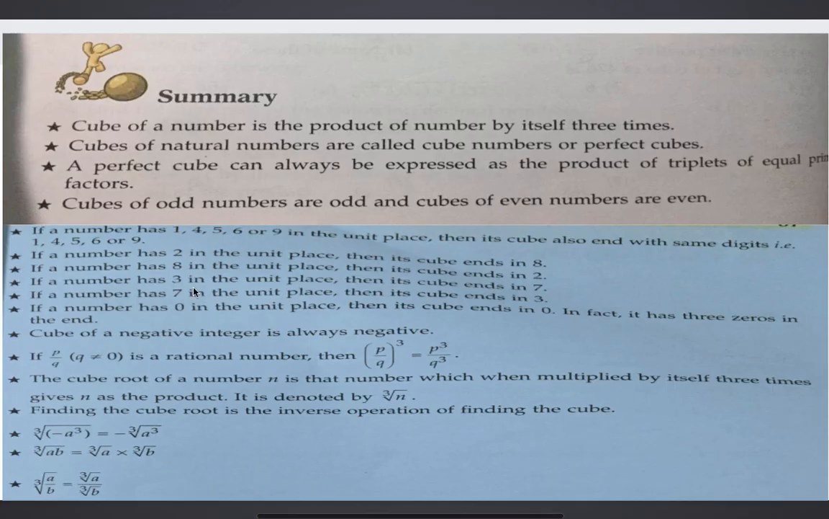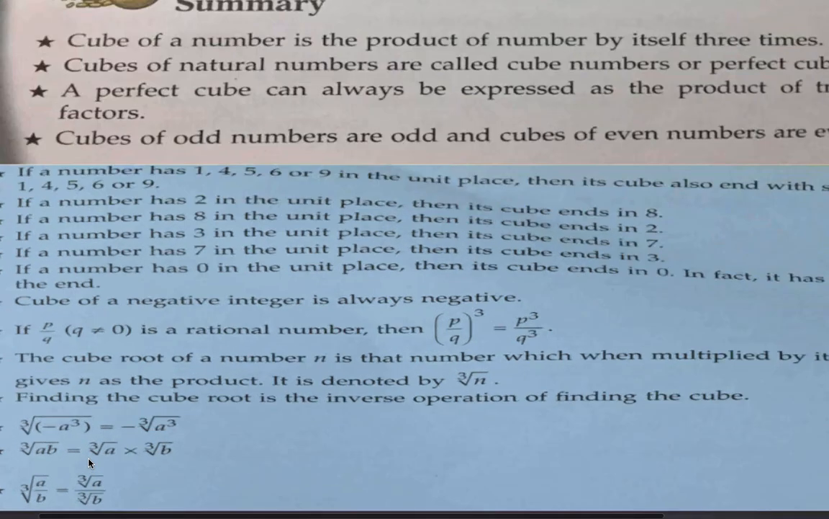Fine. And the last property that you need to know is that finding the cube root is the inverse operation of finding the cube. 2 cube is 8, so cube root of 8 is 2. Cube root of 27 is 3, so that means 3 cube is 27. So that is inverse. It is true. Next is cube root of minus a cube. That is, minus will come outside because we know cube as the power will always be negative. So that's what it is.